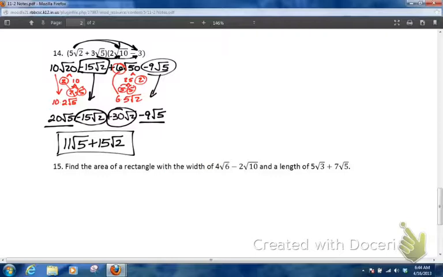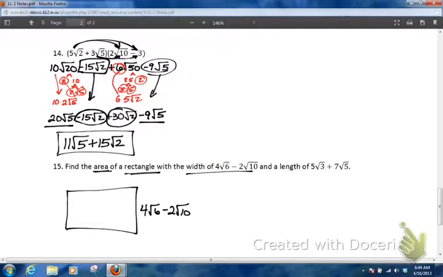Last problem, story problem, and like I said, story problems in this section are not going to be too difficult because the math's not too difficult. You find an area of a rectangle here, so I'll draw out my rectangle. Here's my rectangle. It says the width is 4 root 6 minus 2 root 10. And it says the length is 5 root 3 plus 7 root 5. And we want to find the area, and we know area is length times width.